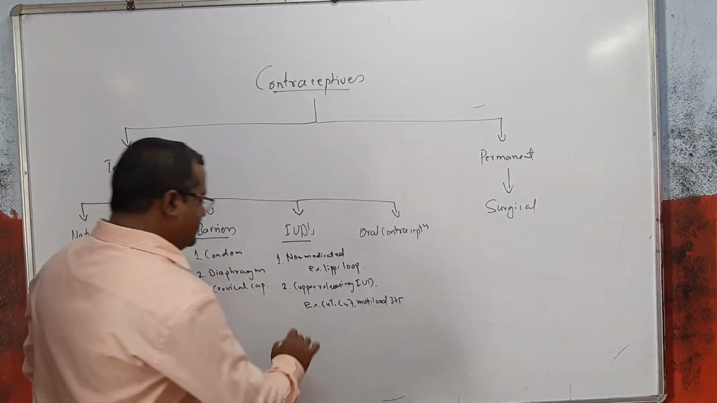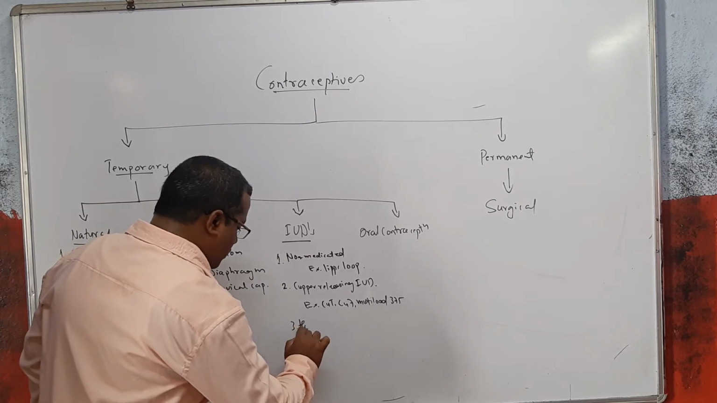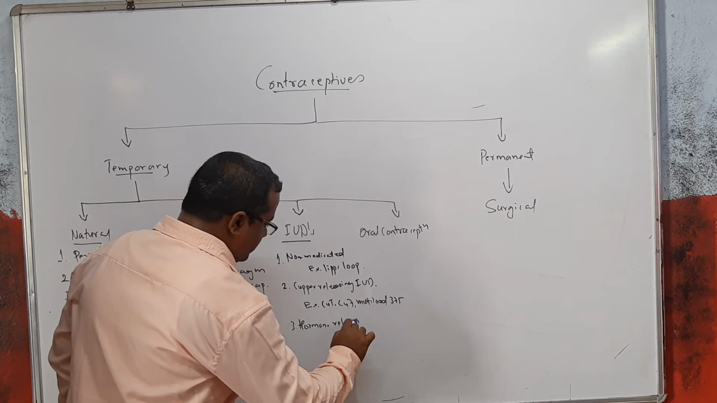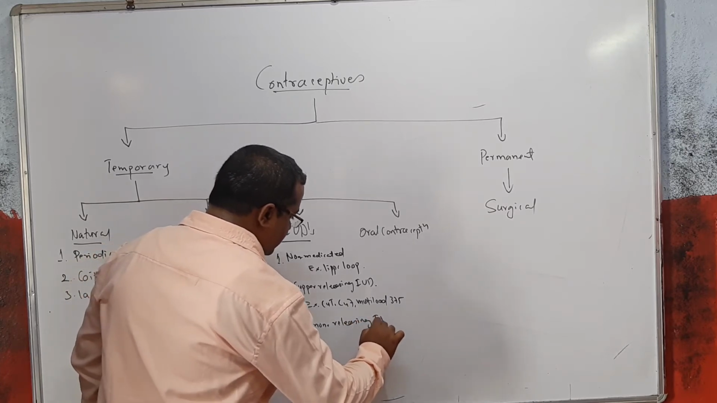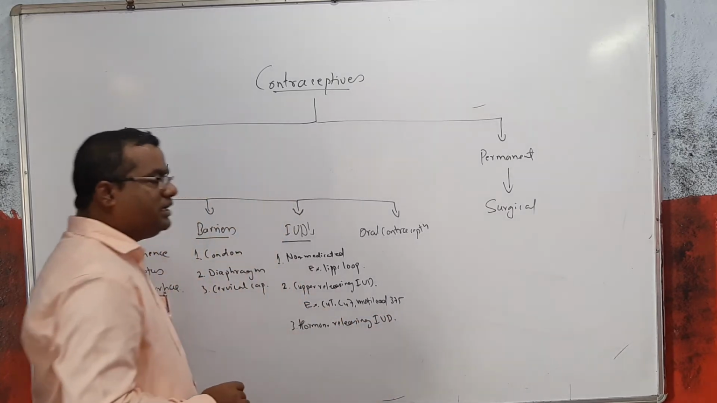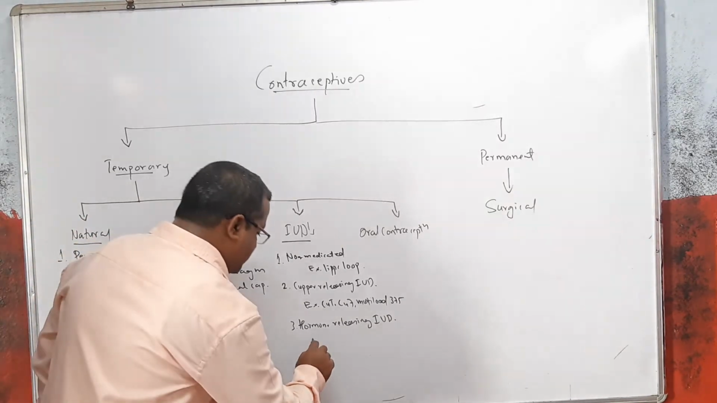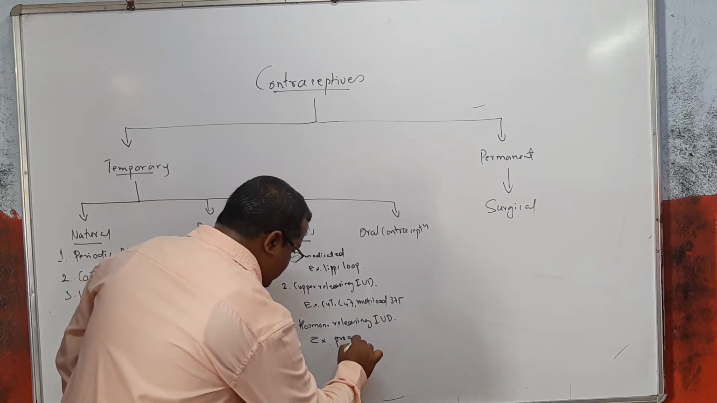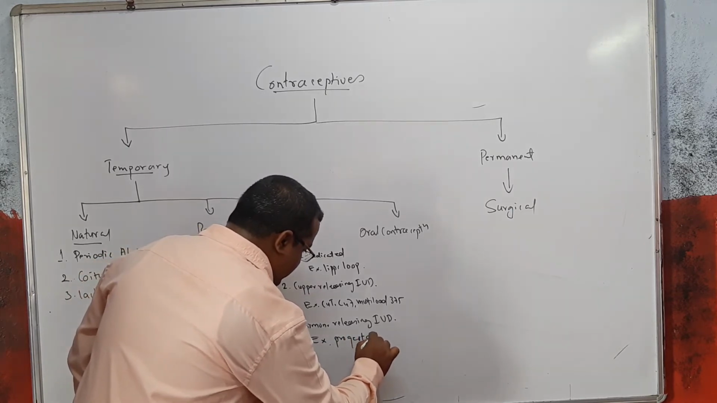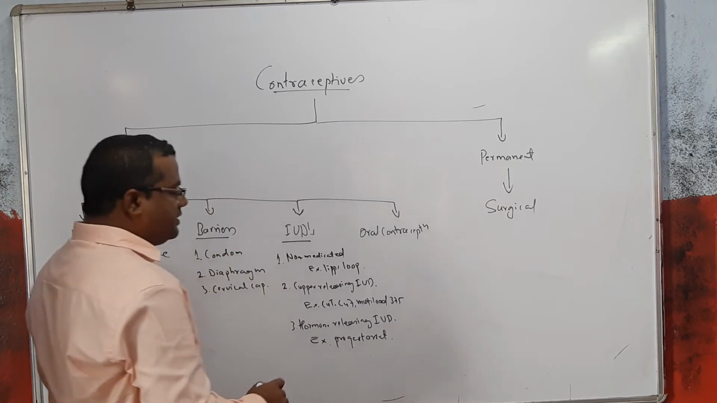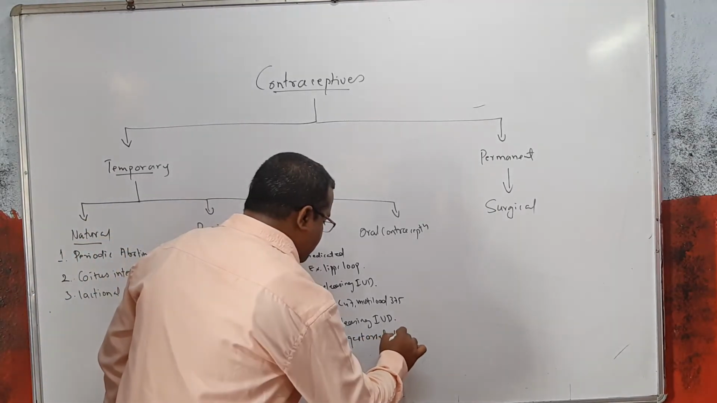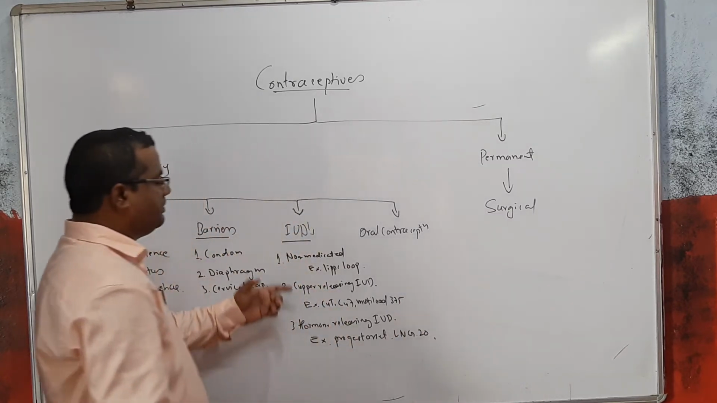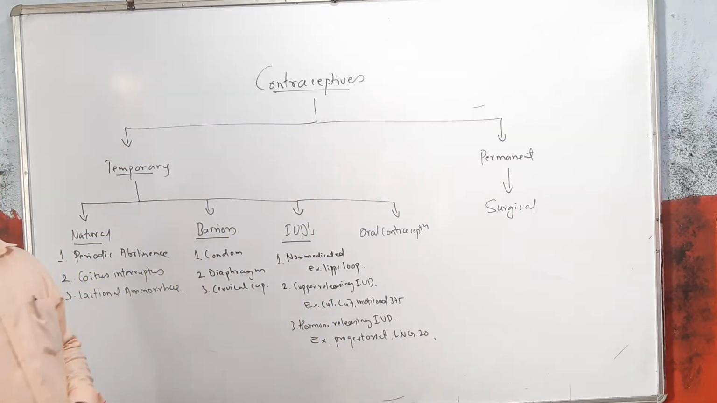Next, the third one is the hormone releasing IUD. For hormone releasing IUD, the examples are progesterone and LNG 20.